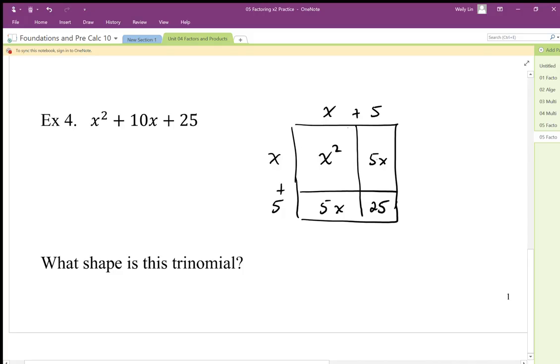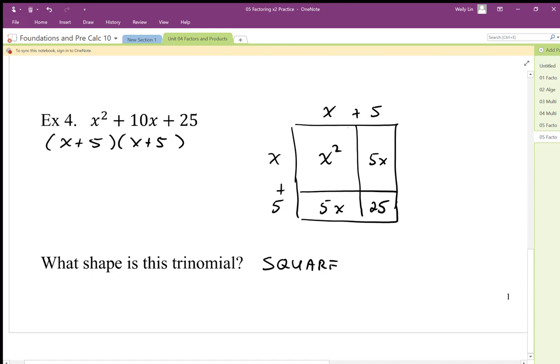So we can find the parts by division if we want. If we know the area, we can go 5x divided by x equals 5. So there's lots of relationships there. When I write this out, I'm going to end up with x plus 5, x plus 5. Okay, so that's my factored form. And when we look at this trinomial, if it's the same length this way as it is this way, what is this shape? Well, it's clearly a square.